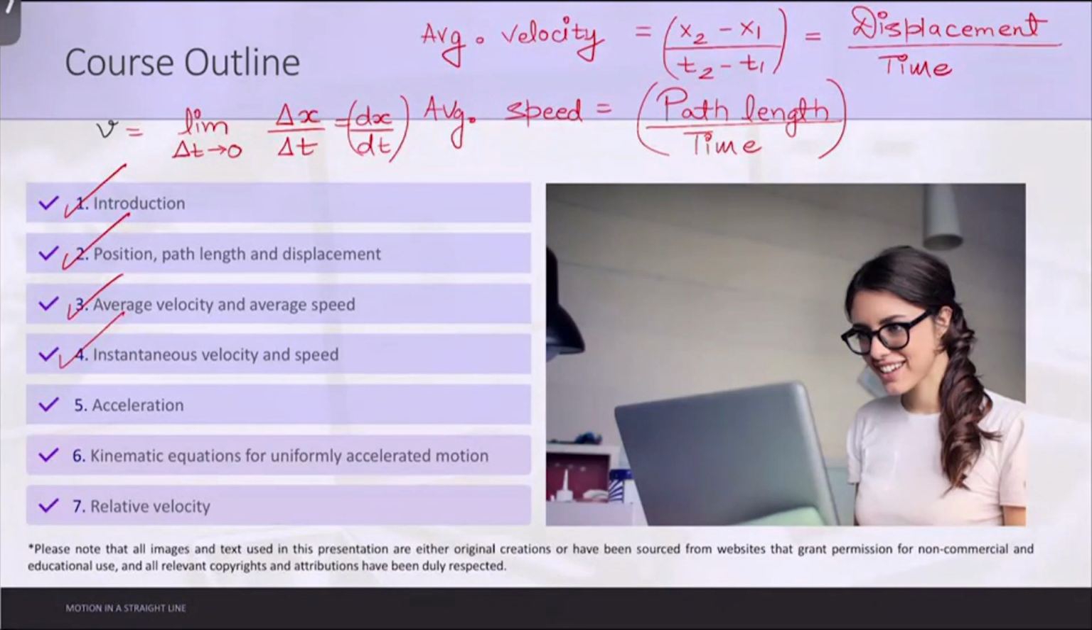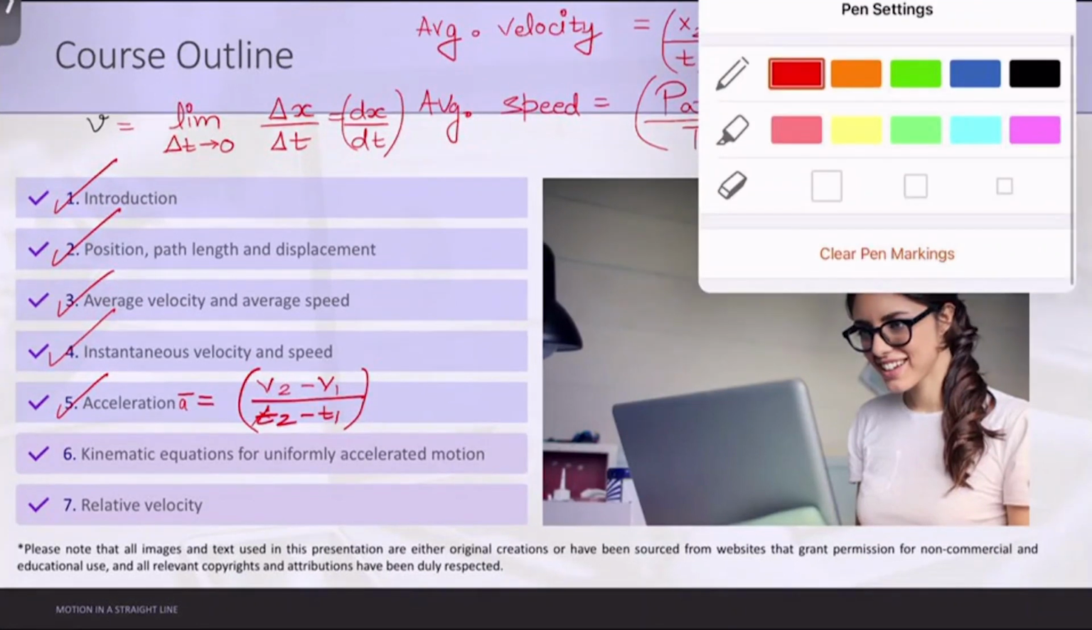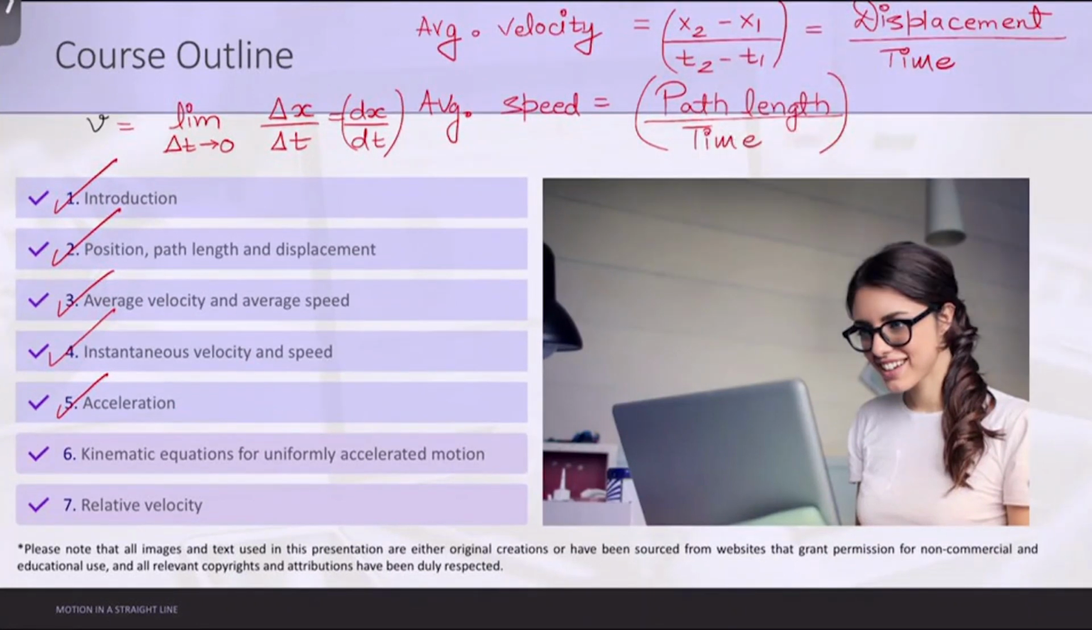Okay. Moving on, in the fifth part, we understood acceleration. Average acceleration is nothing but v2 minus v1 upon t2 minus t1. Understanding a similar concept, we also understood instantaneous acceleration, which is the limit as delta t tends to 0 of delta v by delta t, which can be written as dv by dt. That is how we understood acceleration also.